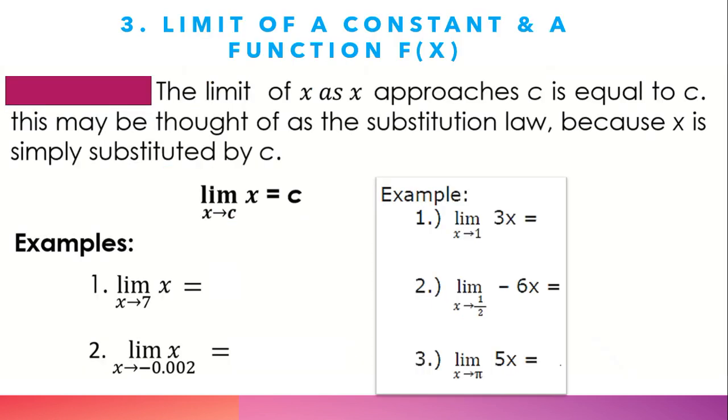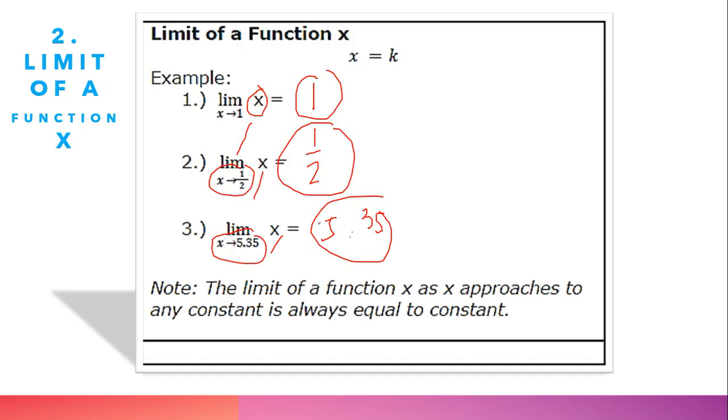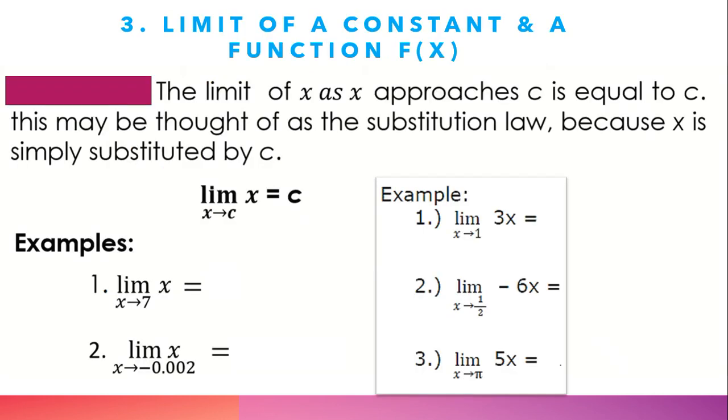Next. In number 3 naman, it is a limit of a constant times a function. It's a combination of the two. Pinag-combine na yung variable and a constant. So, as you can see in number 1, example, we have 3x. Just simply substitute. Parang substitution lang din siya. So, x approaches to 1. So, 3 times 1 is equal to 3. Then, the limit here of negative 6x, and x approaches to 1/2. That is negative 6 times 1/2. Then, the answer here is negative 3, because negative 6 divided by 2 is negative 3.